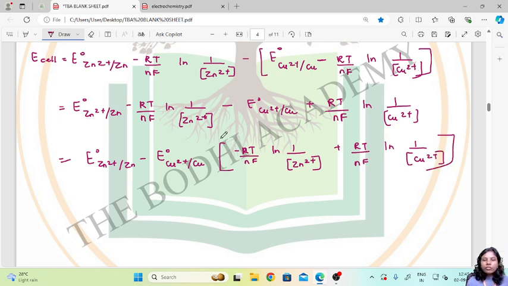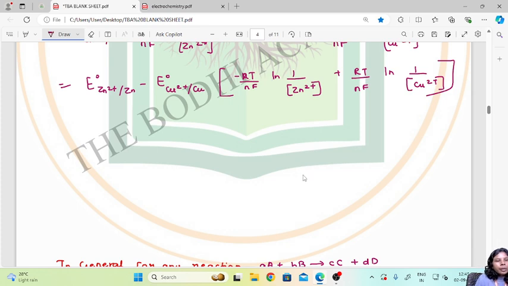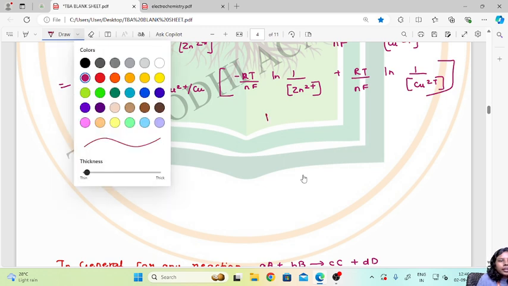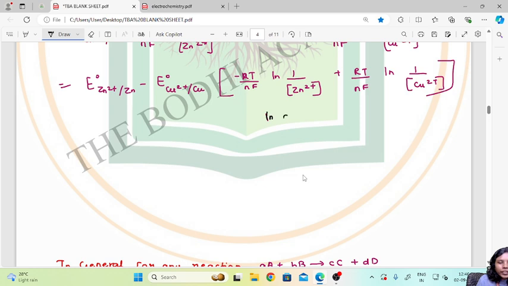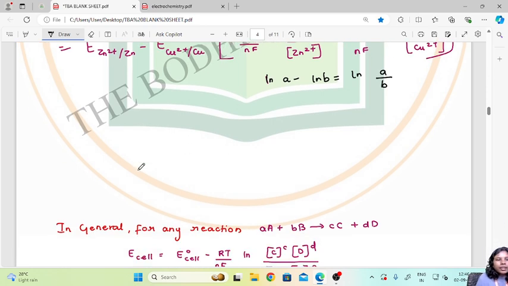Okay, now here we have some common terms, so we can take them out. Now this part which is there over here, we can use one identity here, that is ln A minus ln B equals ln A upon B. So after using that, what we will get here is basically E naught cell. If you consider, this will be E naught cell, because this is cathode minus anode.